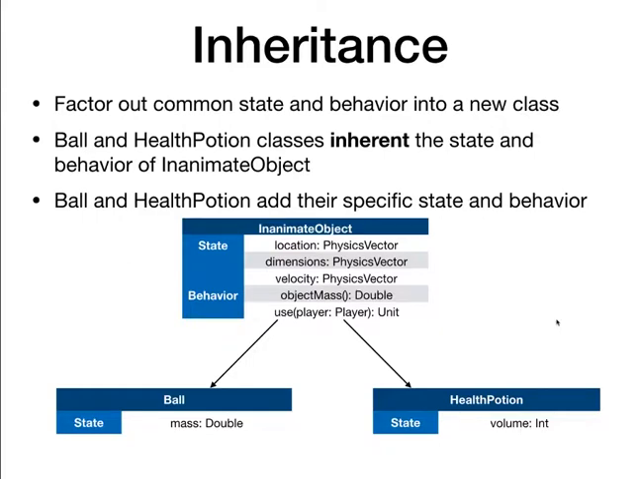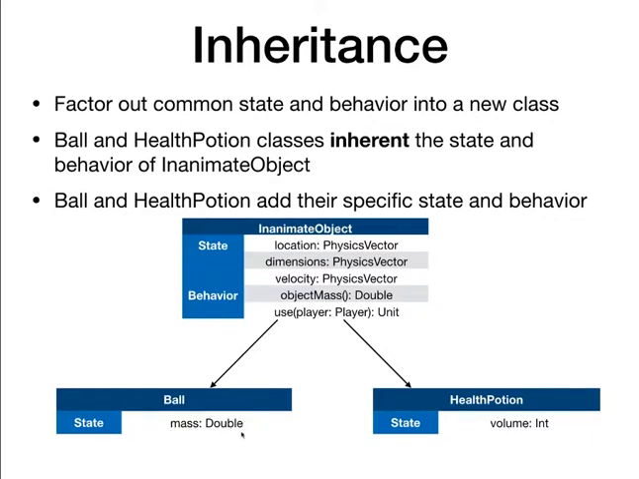Then when we create our ball and health potion classes, what we'll do is, instead of writing these classes from scratch, starting at square one, we're going to say that these classes extend inanimate object, which means they inherit, so there are two words, extend and inherit. They're going to inherit all of the state and behavior from inanimate object. So when I create a ball and say that extends this object, it'll inherit all of these, the state and behavior, and then I can add to that.